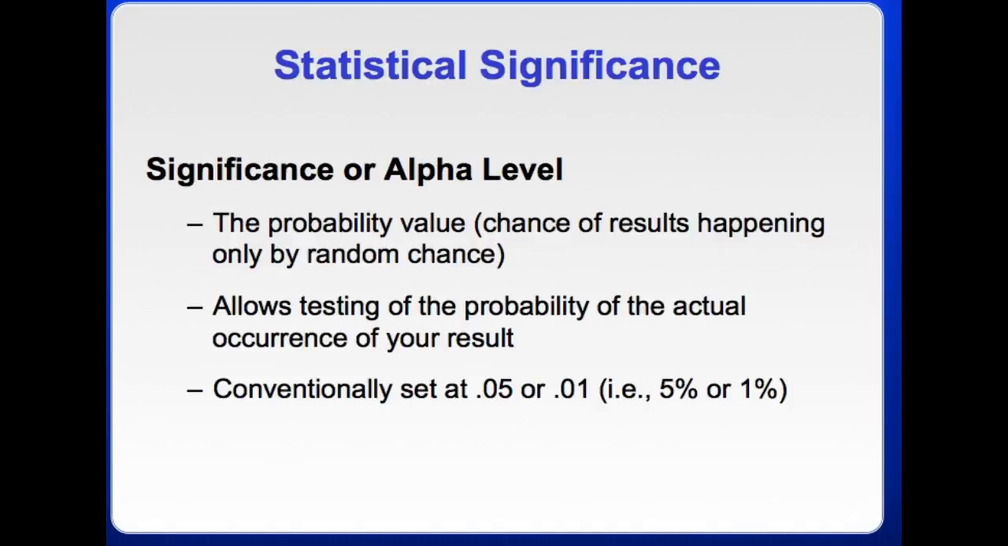Statistical significance. Significance or alpha level. The probability value, the chance of results happening only by random chance, allows testing of the probability of the actual occurrence of the result, and is conventionally set at 0.05 or 0.01.